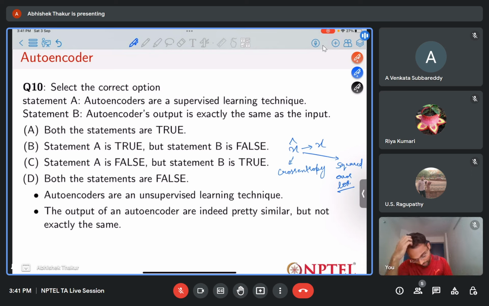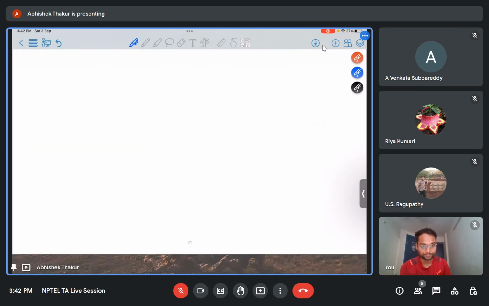So option B is also wrong because it says that the autoencoder's output is exactly the same as the input. It is not the same as the input. It is pretty similar but a little different from the input. And option A, that autoencoders are a supervised learning technique, is also wrong because autoencoders are an unsupervised learning technique. Supervised learning techniques are those in which labeled input and output are there in the training data set, and in unsupervised learning, unlabeled data is there in the training data set. So both options are false. Option D is the correct option for this question.